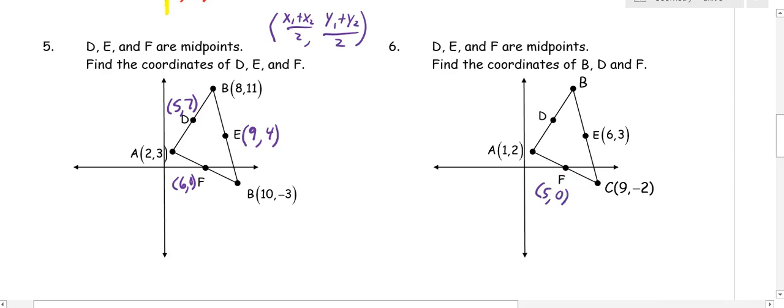So we need to look at how we are getting from C to E, and we're going to use that same rule to get to B, because E is a midpoint, so that side is bisected. So they have the same distance between their coordinates. If I look at just the x coordinates of 9 and 6, to get from 9 to 6, I'm subtracting 3. So I'm going to subtract 3 again from 6 and get that my x coordinate of B is 3. Then when I look at the y's, to go from negative 2 to 3, I added 5. So I'm going to add 5 again, and I get 8 as the y coordinate.